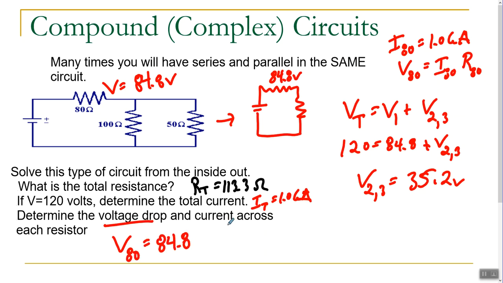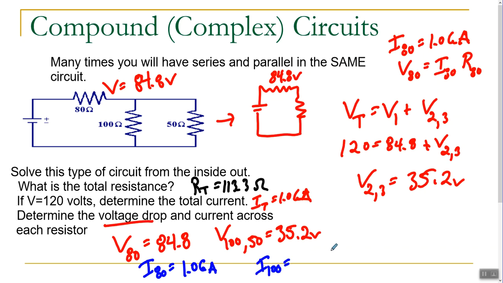Okay? So we know the voltage drop across the 80 ohm resistor is going to be 84.8. Since the voltage for the 100 ohm and the 50 ohm resistor are going to be the same because they're in parallel, we know whatever's left over from the 120 is going to be there. We also know that the current at the 80 ohm resistor is going to be 1.06. We already calculated that earlier. But what about the current at the 100 and the current at the 50? You should be able to follow along with me at this point that the current is now going to split up into two paths and then come back together.